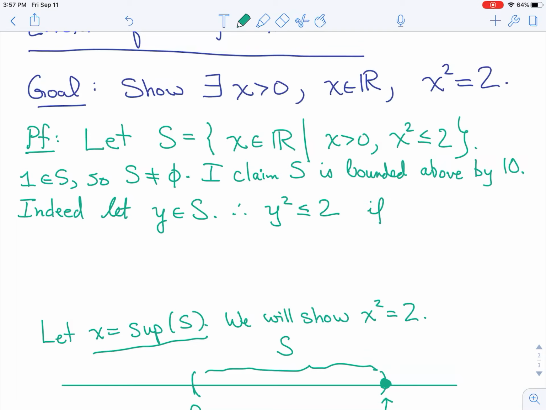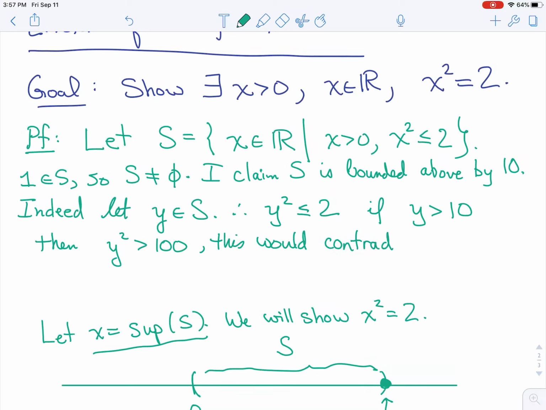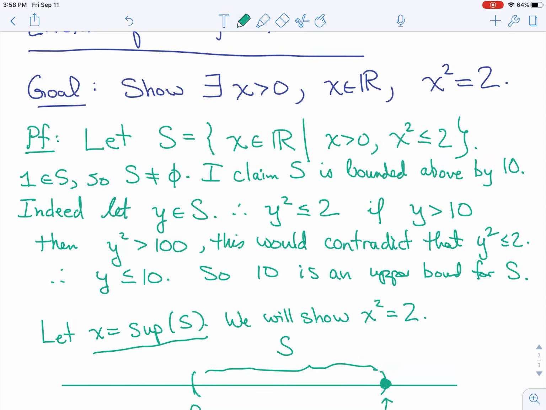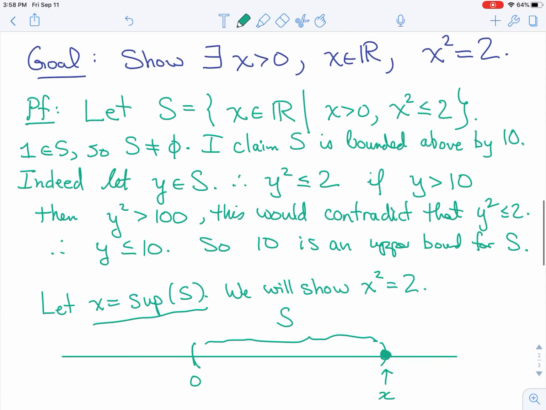Now, what would happen if Y were bigger than 10? If Y were bigger than 10, then what would Y squared be? Well, I think Y squared would be bigger than 100. So this would contradict that Y squared is less than or equal to 2. Okay. So therefore, Y must be less than or equal to 10. So this means that 10 is an upper bound for S.